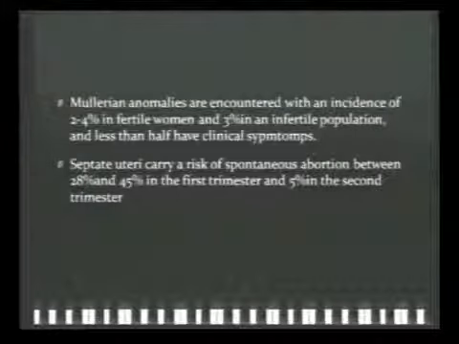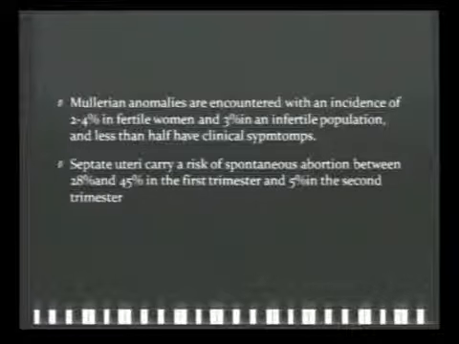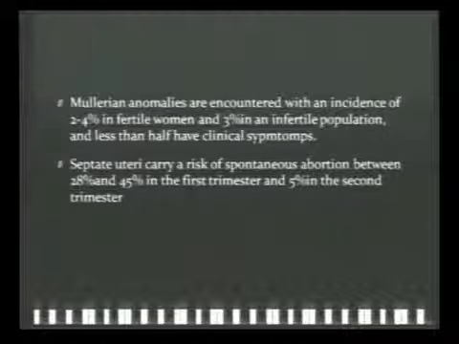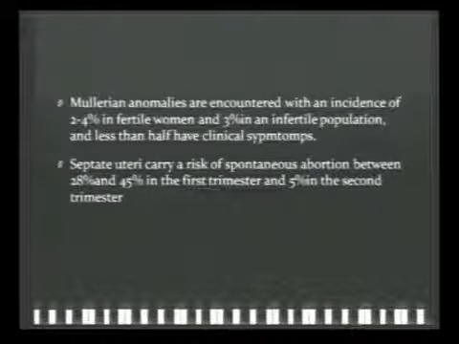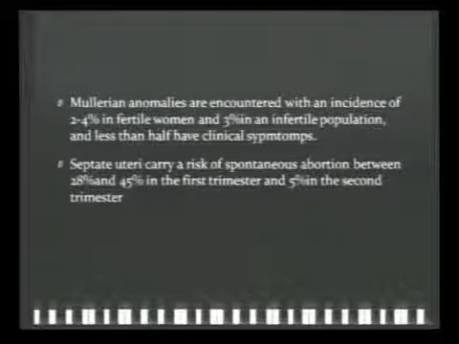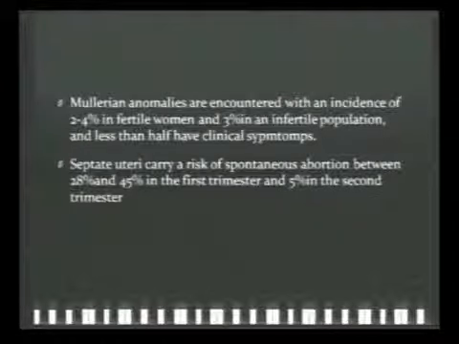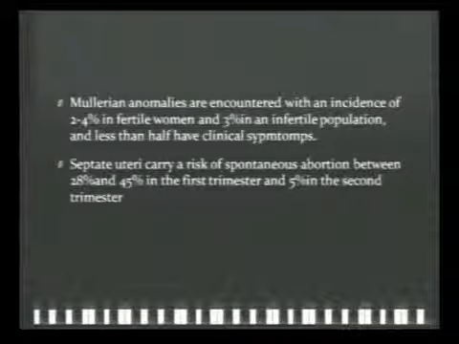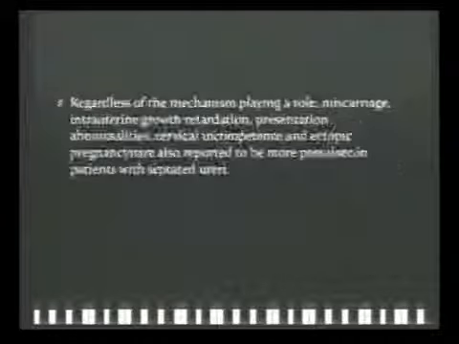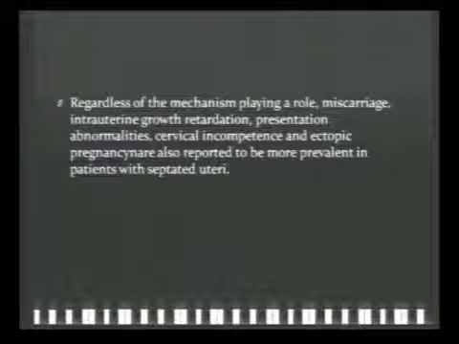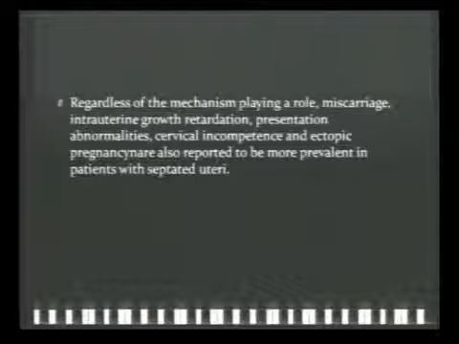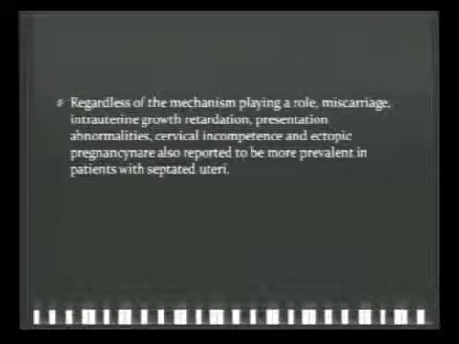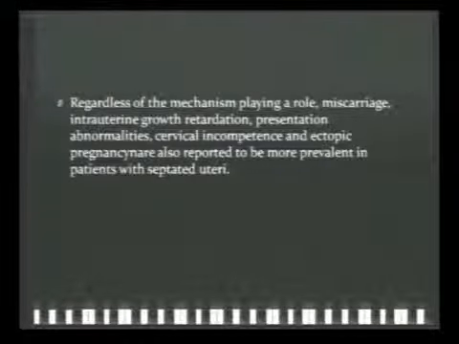As we know, Mullerian anomalies are encountered with an incidence of 2 to 4% in fertile women and 3% in the infertile population. When we have recurrent implantation failure or losses, this can increase up to 18%. Septate uterus carries a risk of spontaneous abortion between 28% and 45% in the first trimester and 5% in the second trimester. Regardless of the mechanism playing a role, miscarriage, IUGR, presentation abnormalities, cervical incompetence, and ectopic pregnancies are also reported to be more prevalent in patients with septate uterus.